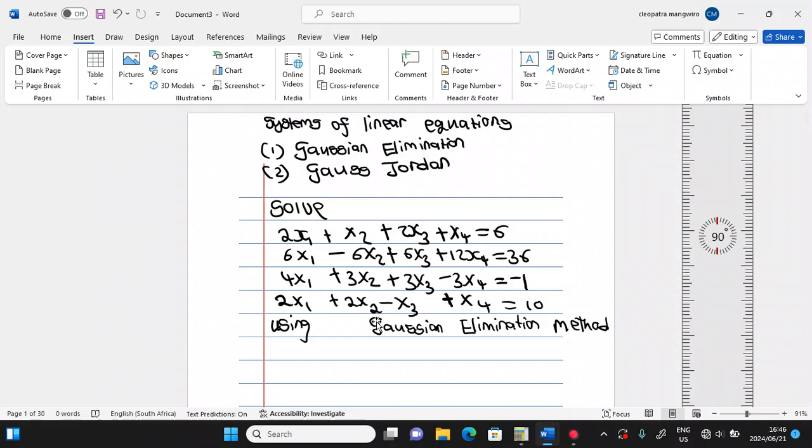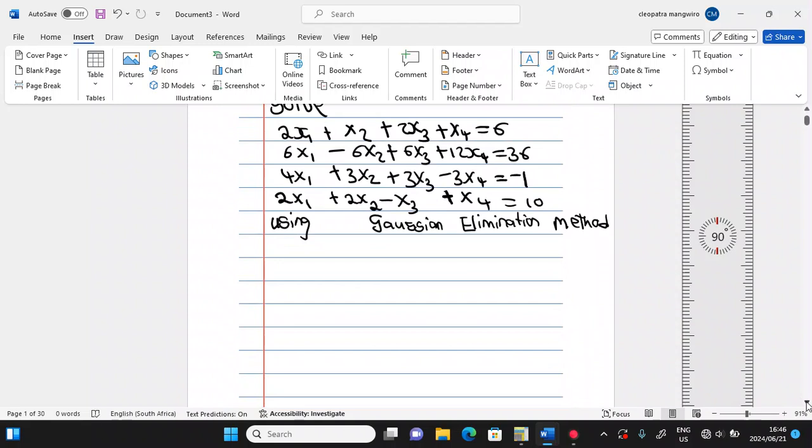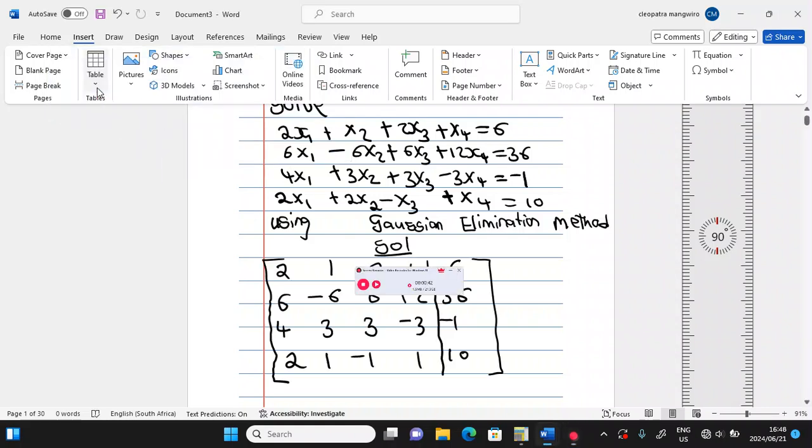So the first step is to express the system of linear equations in matrix form. So again, express in matrix form. So we have an augmented matrix. I know my coefficients. Then we separate with a line, and the answers go on the other side.